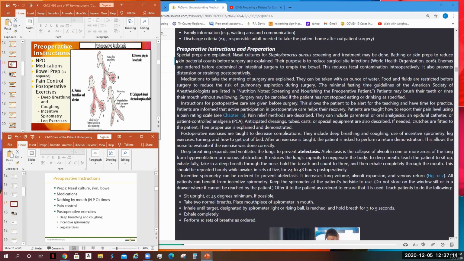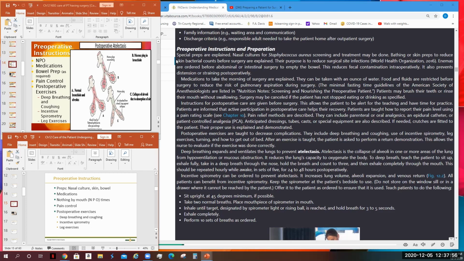Instructions for postoperative care are given before surgery. This allows the patient to be alert for the teaching and have time for practice. Patients are informed that active participation in postoperative care helps their recovery. Patients are taught how to report their pain level using a pain rating scale. See Chapter 10. Pain relief methods are described. They can include parenteral or oral analgesics, an epidural catheter, or patient-controlled analgesia, PCA.